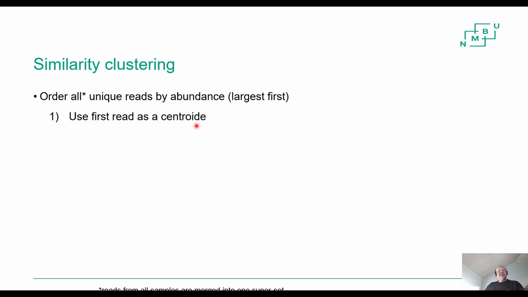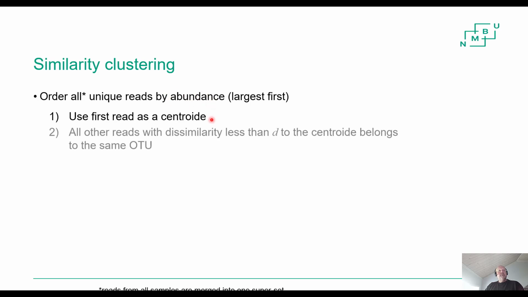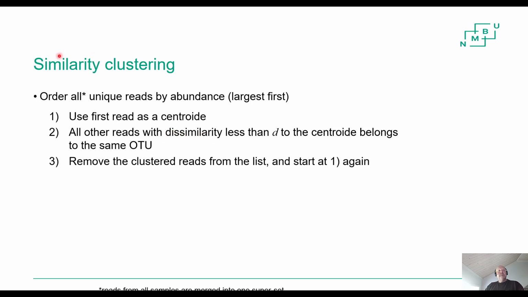Use the first read as centroid, and first means largest, right? The one with the highest copy number or read count, the most common read. All other reads with dissimilarity less than D to this centroid belong to the same OTU. So here comes a similarity, or lack of similarity, dissimilarity. That's two sides of the same thing. Remove the clustered reads from the list and start at one again. So you just do this repeatedly over and over again until all reads have been clustered.